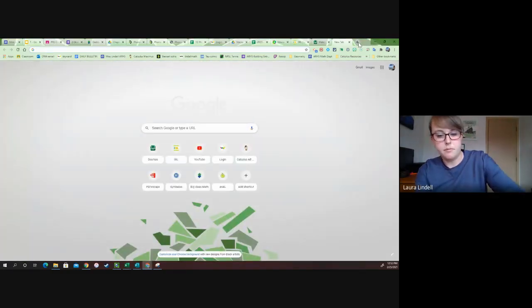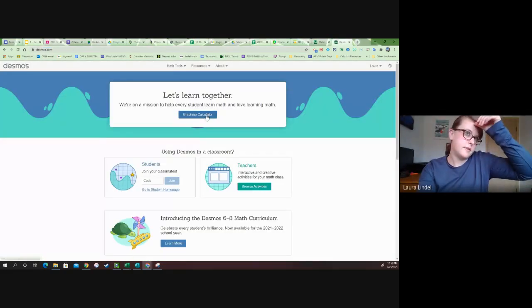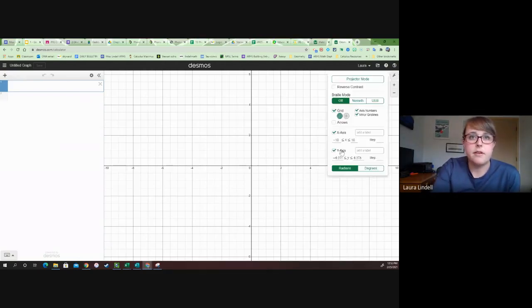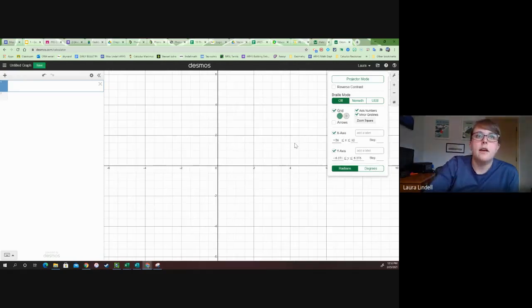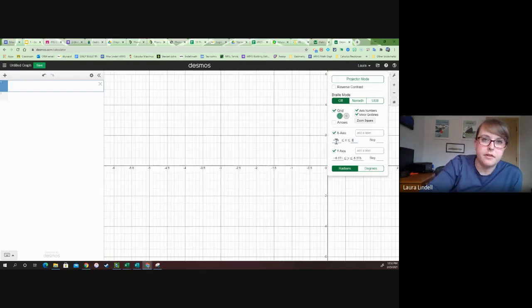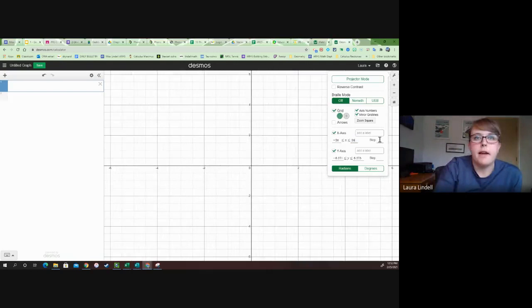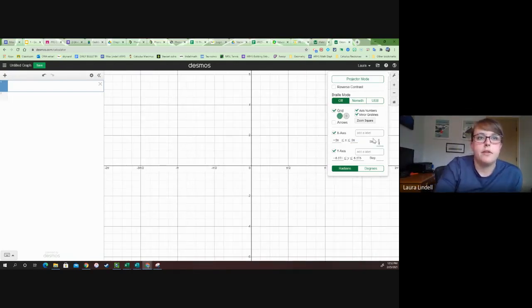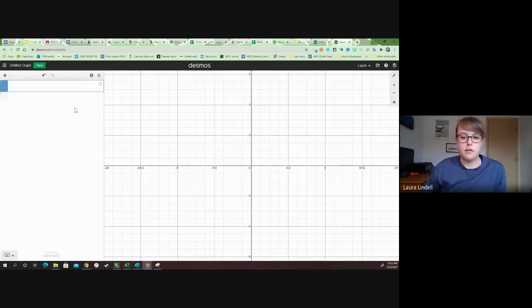Okay, so let's go to Desmos. All right, and when you get to Desmos, the first thing I would do again is click the wrench. And I'm just going to go from negative 2 pi to positive 2 pi on the x-axis just to give myself a decent window. And then I'm going to have my steps be pi over 2. This is kind of a basic starting point.